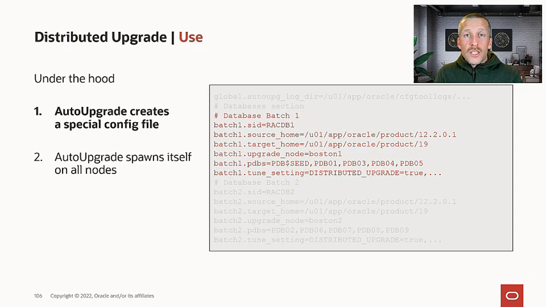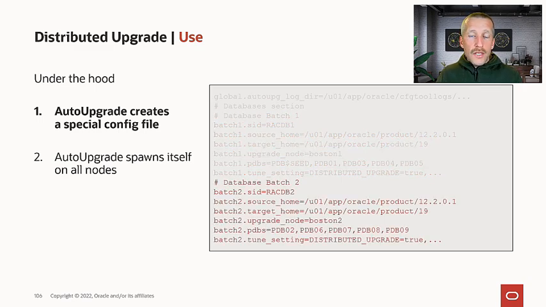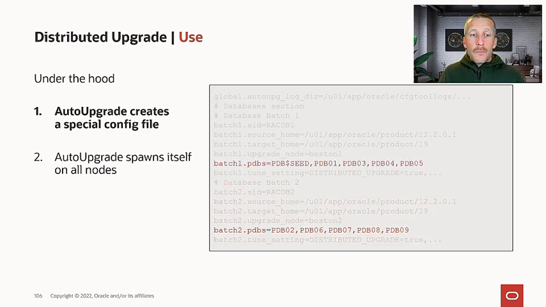All the upgrades are split into batches, and each batch is assigned to one node in the cluster. We have database batch 1 and database batch 2. So in this example, it's a 2-node cluster. The SID is adjusted to the actual SID on the RAC node where that specific batch will run. And when you look at the PDBs, we take the entire sum of all the PDBs, split it into batches, and assign a batch of PDBs to each of the nodes in the RAC cluster.